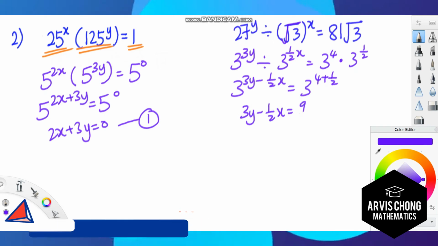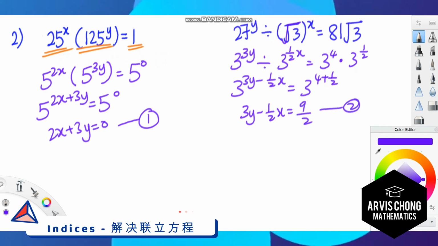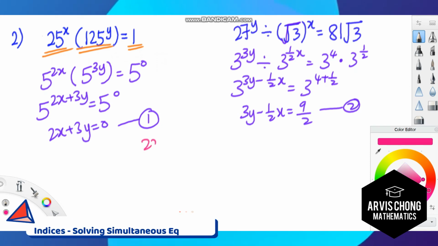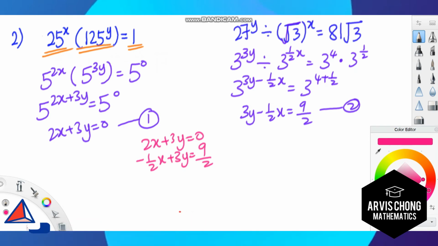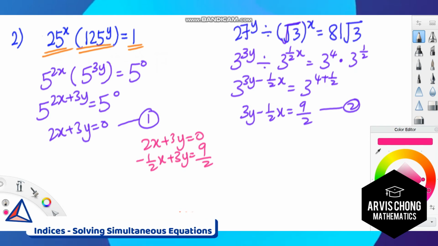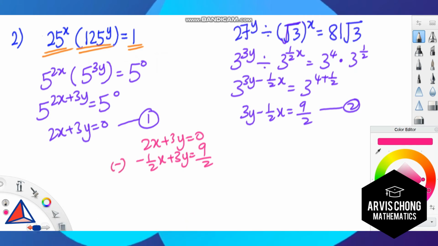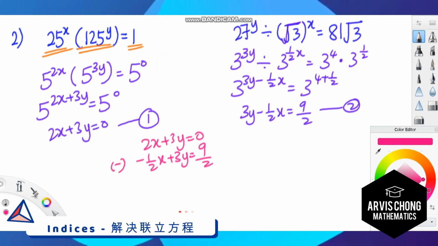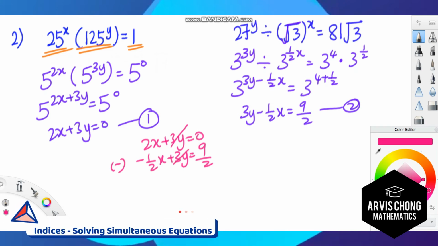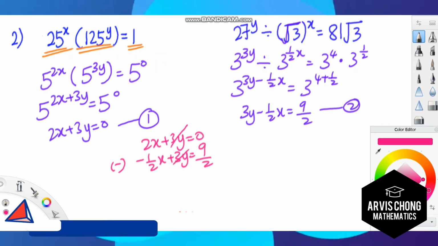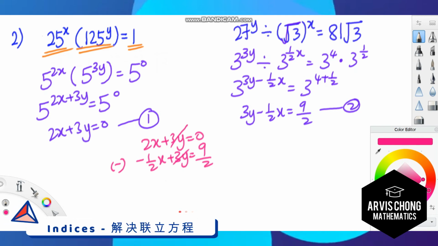This is our second equation, and we need to rearrange everything now. So we have 2x plus 3y equals 0 and negative half x plus 3y equals 9 over 2. And as we know, here we got the same y. So how do we cancel the y? We need to put minus here so that 3y minus 3y, this will be eliminated, right? This will be cancelled. And here we have 2 minus negative half. We'll get 2 plus half, which is 2.5x, right?